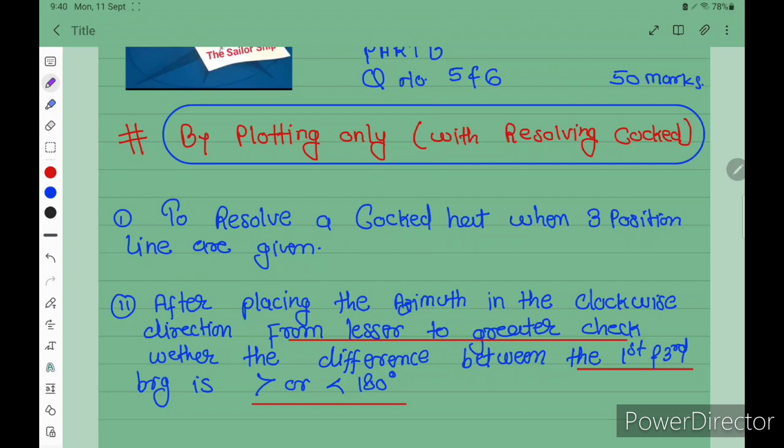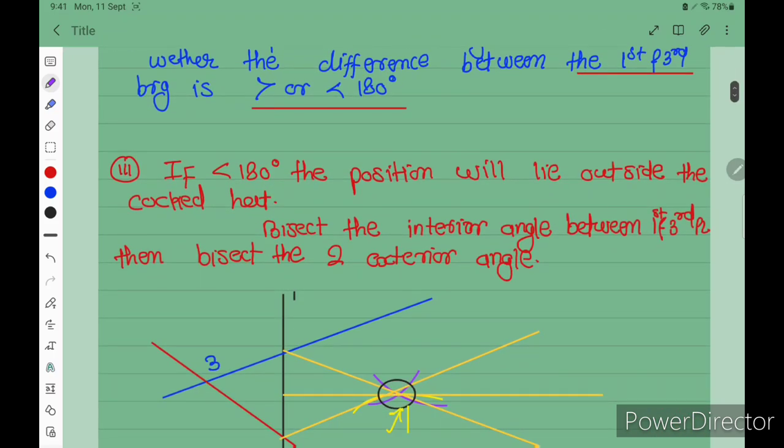To resolve a cocked hat when 3 position lines are given, after placing the azimuths in the clockwise direction from the lowest to the greatest, check whether the difference between the first and third bearing is less than or more than 180 degrees. If it is less than 180 degrees, the position will be outside the cocked hat.